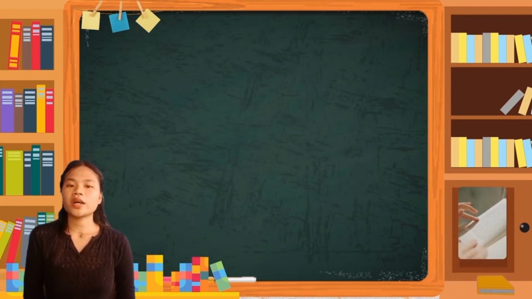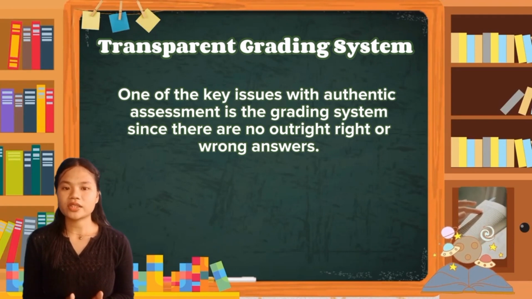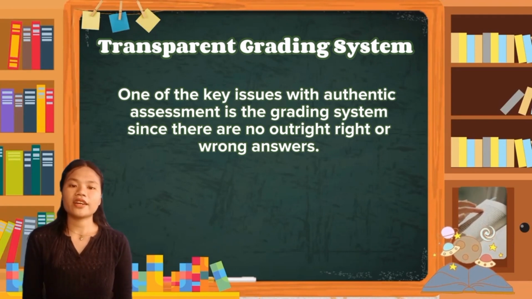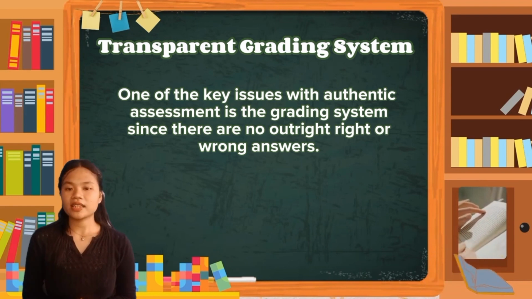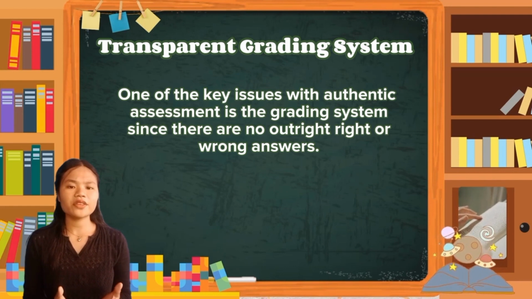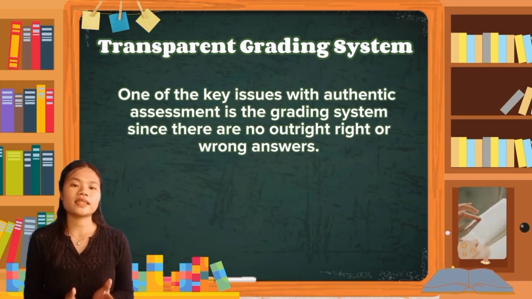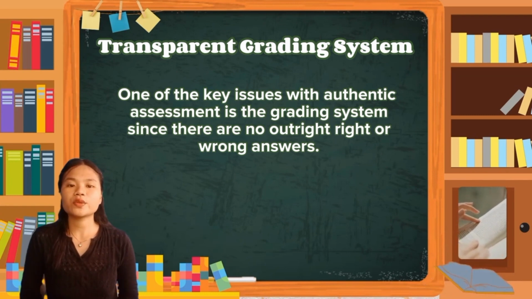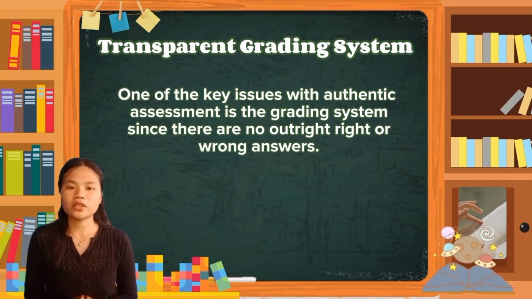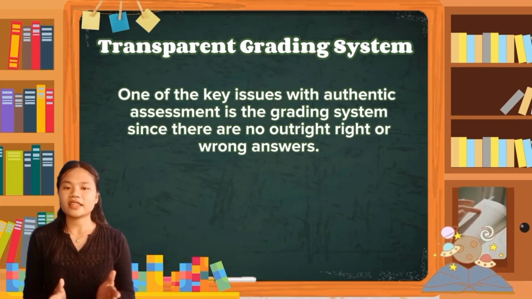So the next component is transparent grading assessment. One of the key issues with authentic assessment is the grading system, since there are no outright right or wrong answers. For example, the success criteria for an authentic task could be originality. Students are made aware of this when they are given the assessment to guide them. Authentic assessments also promote students' self-assessment and encourage students to set goals for what they want to achieve per assessment. This will allow them to assess their performance at the end of the task.